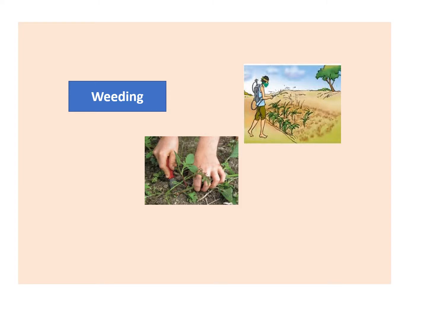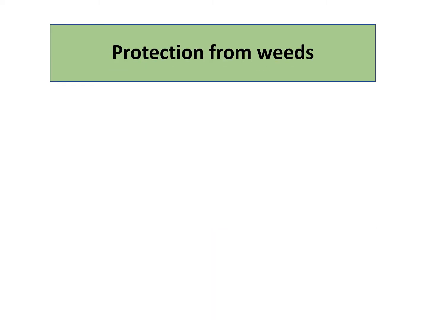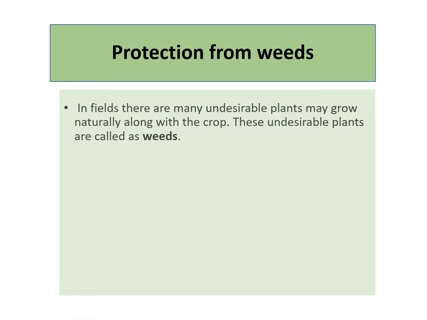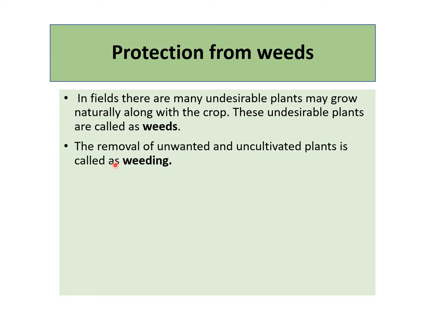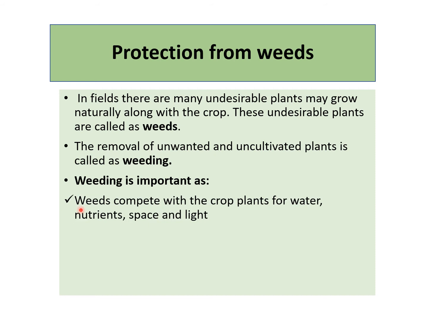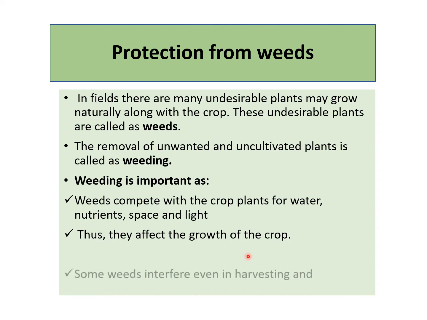So what happens in weeding? Now we have to protect our crops from the weeds. Now what are weeds? In fields there are many undesirable plants which generally grow along the crop. These are known as weeds. The removal of unwanted and uncultivated plants is known as weeding. So these are very harmful for the crops, as weeds compete with the crop for water, nutrients, space and light. They affect the growth of the crop.